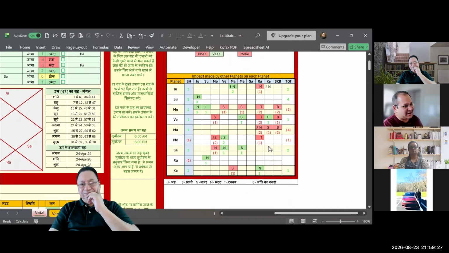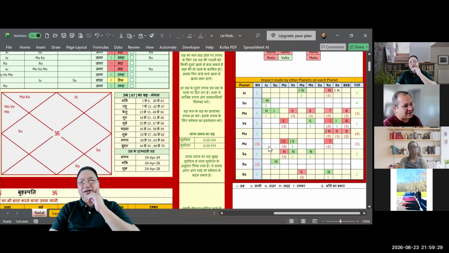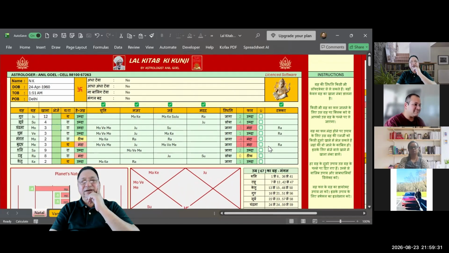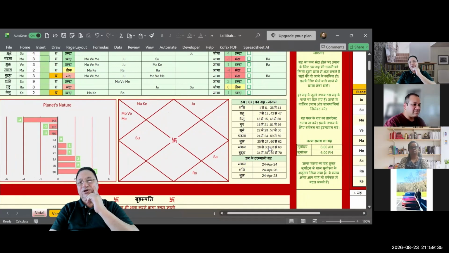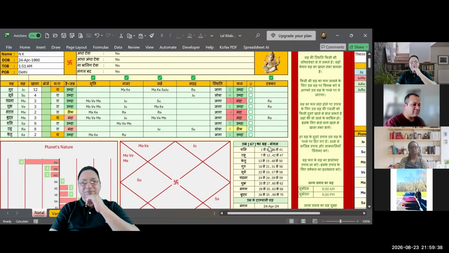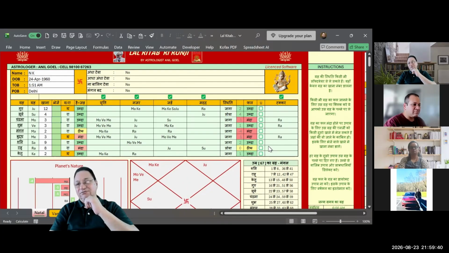So it's a very, very vast software. I've tried to put in everything. Well, I will not say put everything. I'll try to put maximum things which can affect the results of a planet.